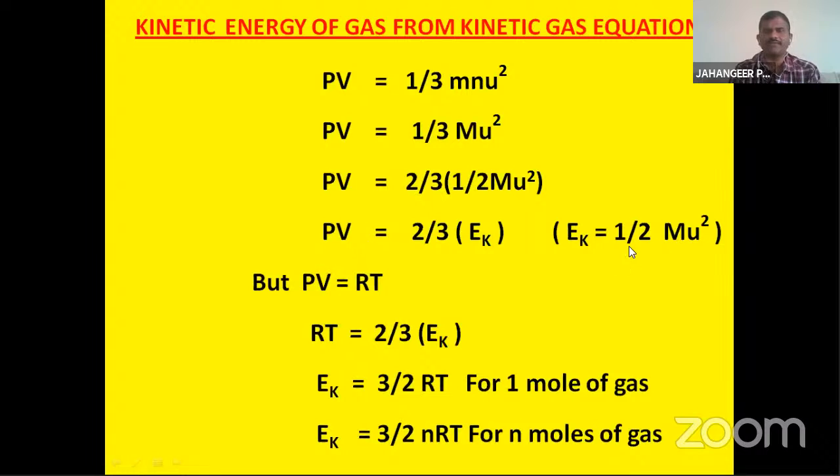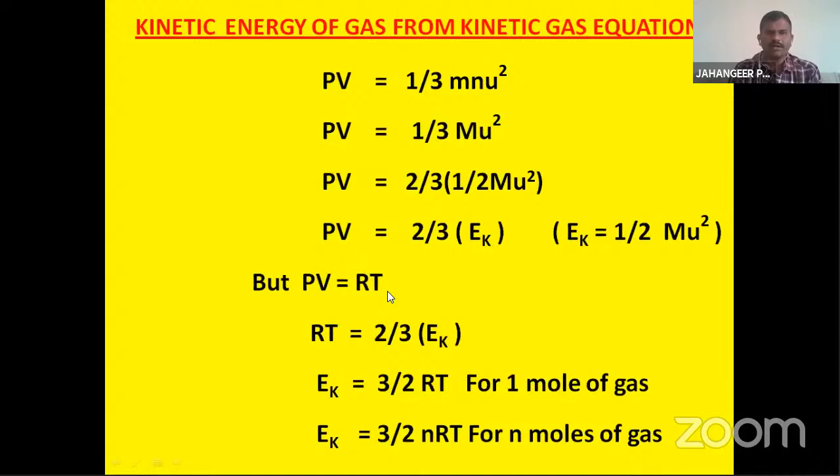You also learned the kinetic energy formula in physics, potential energy and kinetic energy. Here kinetic energy Ek is equal to half mu square. Now I am replacing half mu square, or 1 upon 2 of mu square, with Ek. So then the equation becomes PV is equal to 2 upon 3 of Ek.